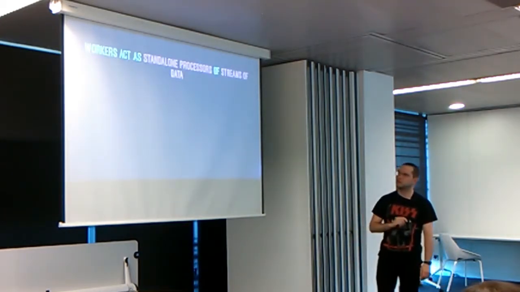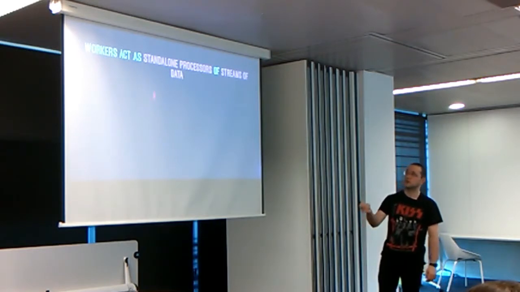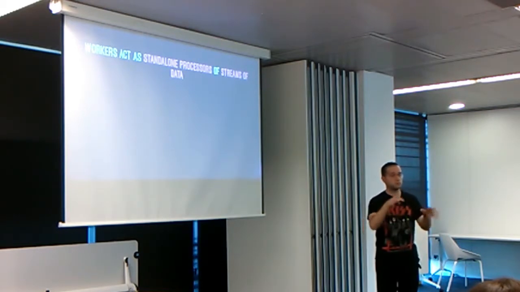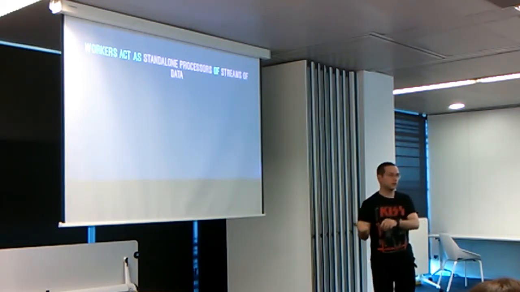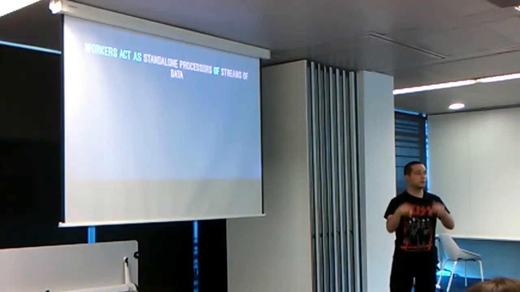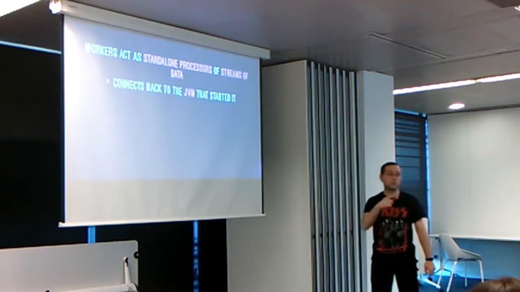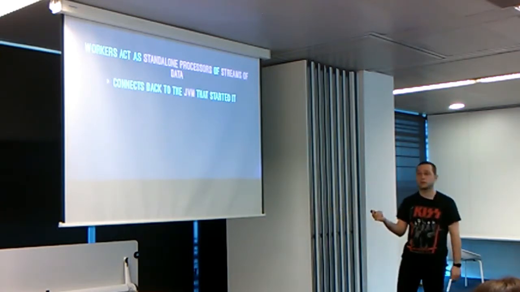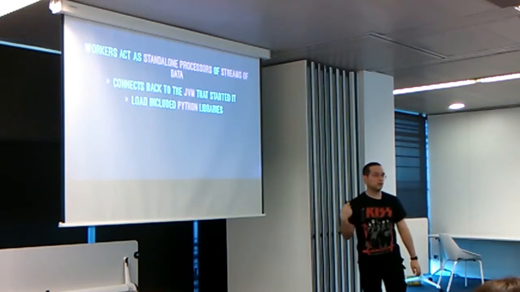So I think I mentioned already everything that's on this slide. Workers are standalone processes. They have a main, actually. So Java is going to fork the process, like Python worker.py, that has a main. This worker is going to connect back to the JVM, because as part of the parameters for the main, it has the port and the pipe. It's going to load and include libraries.